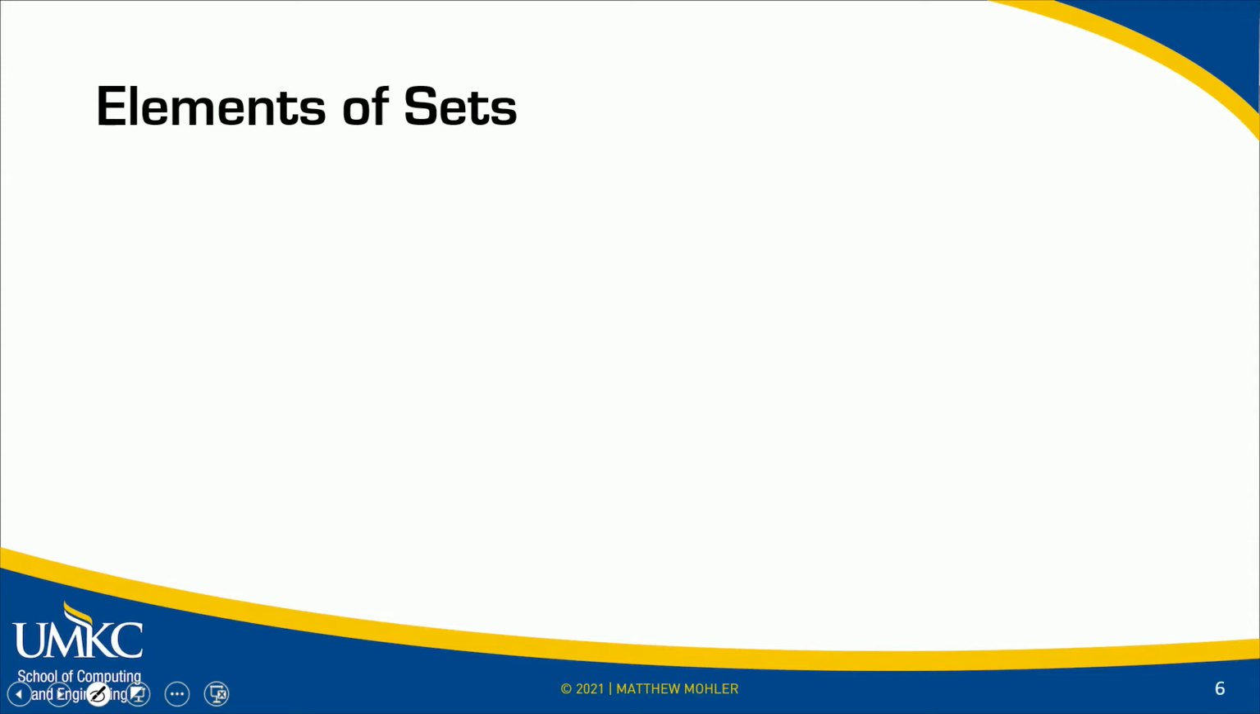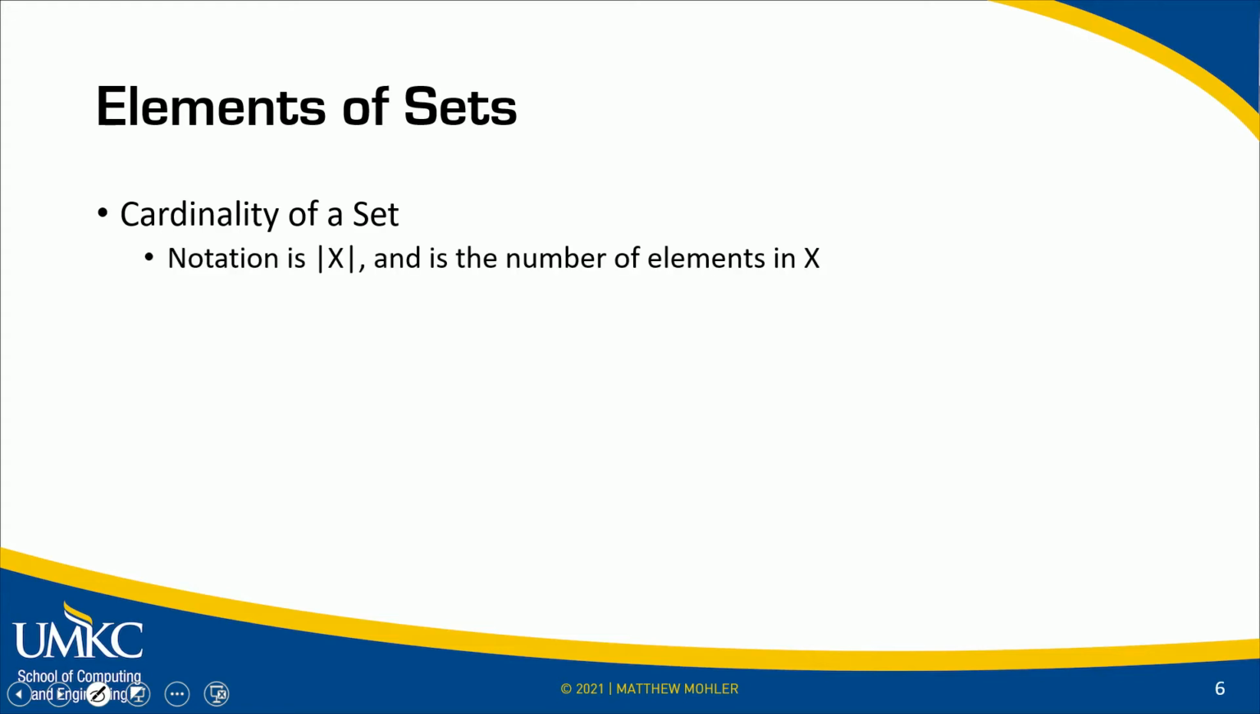Now, talking about some of the elements and properties of a set, there's some general terms that we'll use to describe information about a set. The first one we'll look at is what's called the cardinality of a set. And the cardinality of a set we notate very similar to absolute value, just with vertical lines around each side of the name of the set, as you can see here. And the cardinality of the set is just the number of elements in that set. So if we have a set X that is comprised of A, B, and C, then the cardinality of that set, we would say, is just equal to 3.